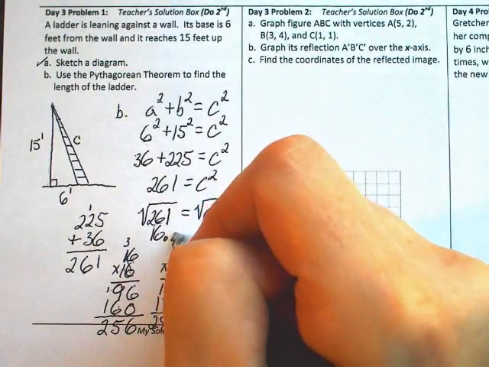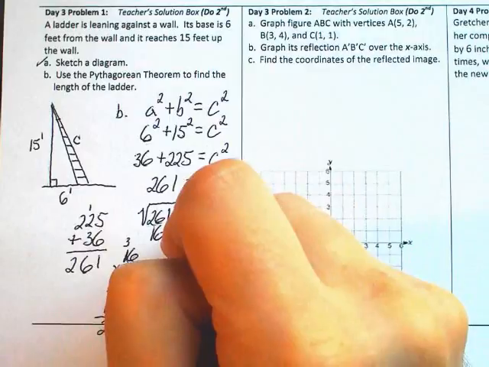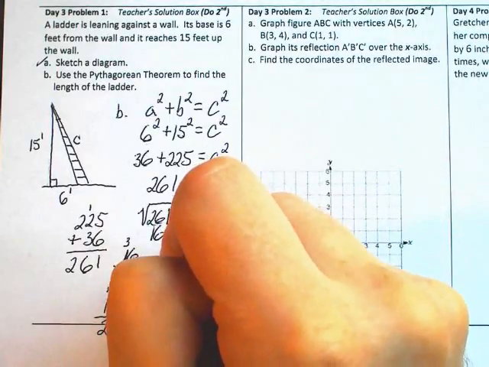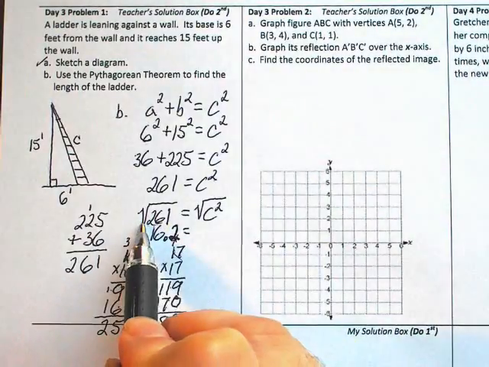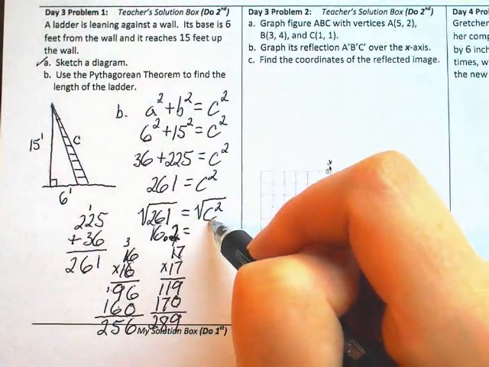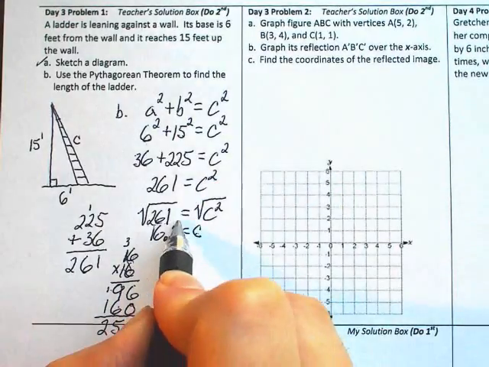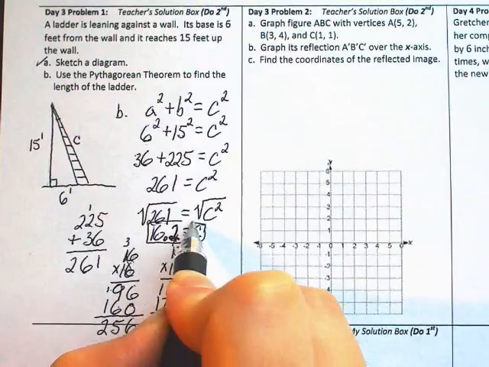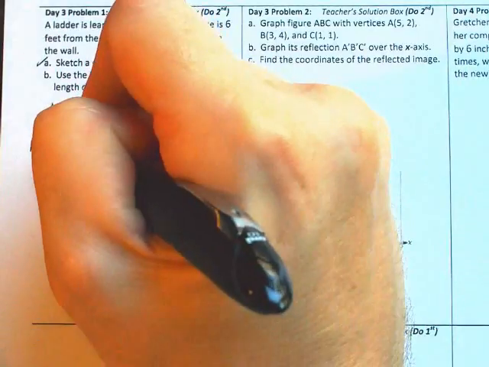So how about guessing a digit that's less than 5? Perhaps guessing a 1 or a 2. I'm going to guess a 2. 16.2 is my decimal approximation of the square root of 261. And on the right side of the equals, the square root of c squared is c. So c is equal to 16.2. And in our original question, that is this side of the triangle, which is the length of the ladder. That is 16.2 feet.